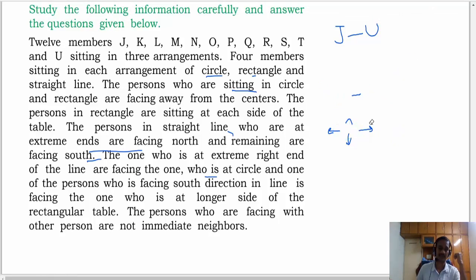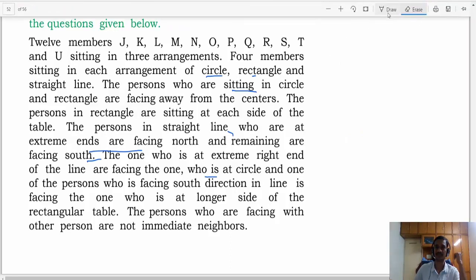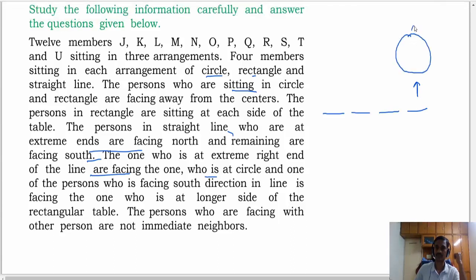Now extreme right end of the row. Extreme end, another extreme end. The person in the rectangle, the one who is at the extreme right end, అది కూడా చాలా క్లియర్గా ఇచ్చాడు. Extreme right end లో circle line లో ఉన్న extreme, the one sitting at the extreme right end are facing the one who is at the circle. 1 2 3 4. Now ఇక్కడ ఉన్నవాడు, now this person is what? This person is facing the person, okay, facing the person. వీళ్ళిద్దరు facing each other.